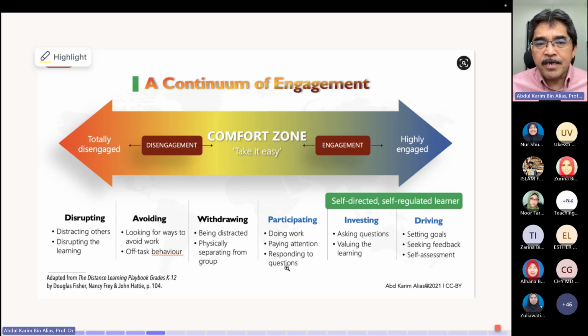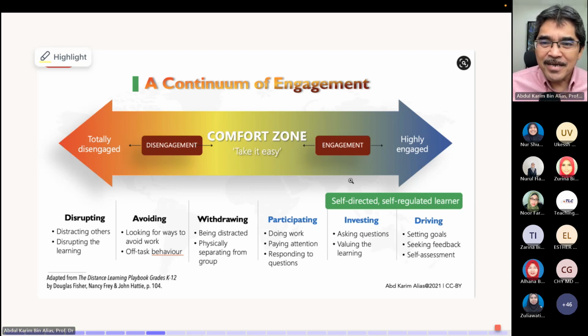Yeah, but when students lose focus, this is where they start to become disengaged. They will drift, hanyut. Yeah, they will drift to this zone. So students who are listening now, you don't want to be in this zone. You don't want to be in the comfort zone, because some people say there's no growth in the comfort zone. You cannot grow in the comfort zone.